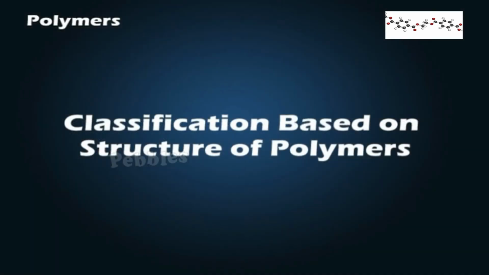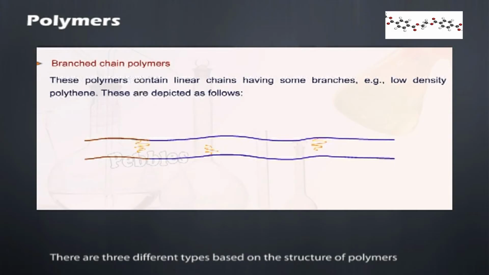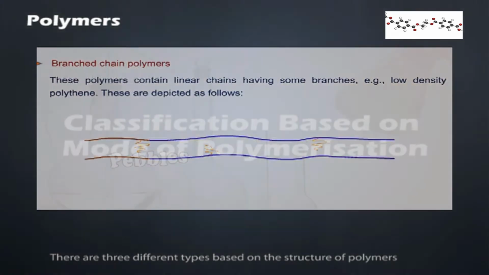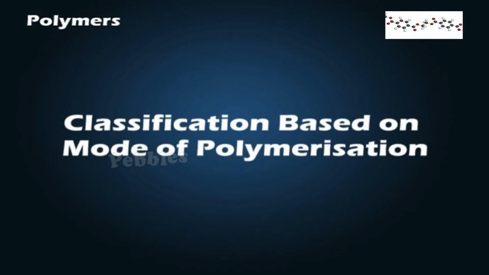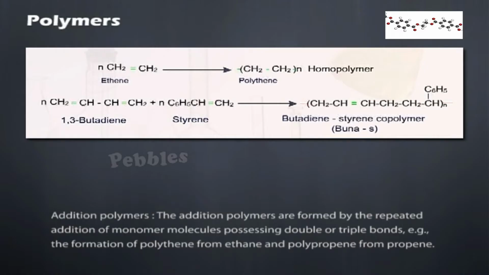Classification based on structure of polymers. There are three different types based on the structure of polymers. Classification based on mode of polymerization. Addition polymers. The addition polymers are formed by the repeated addition of monomer molecules possessing double or triple bonds. Example, the formation of polythene from ethene and polypropene from propene.